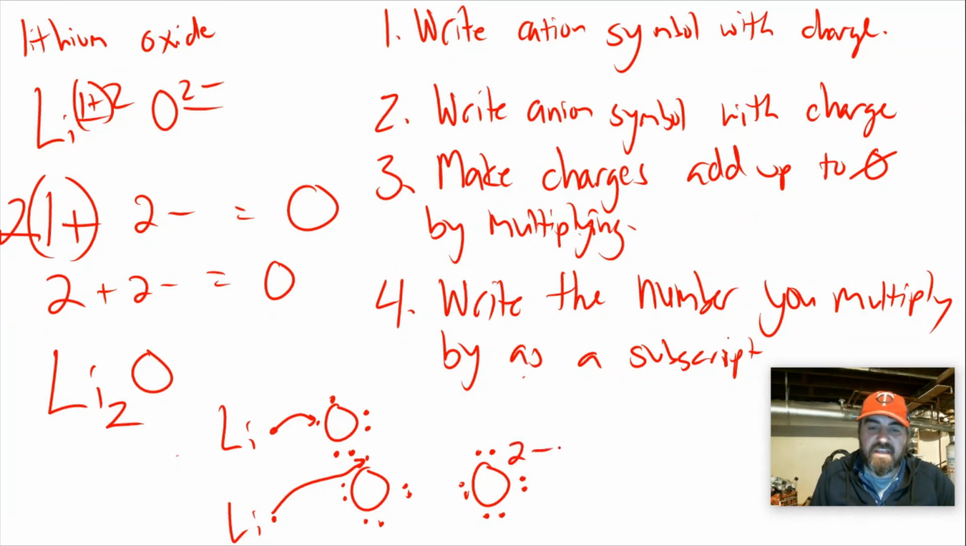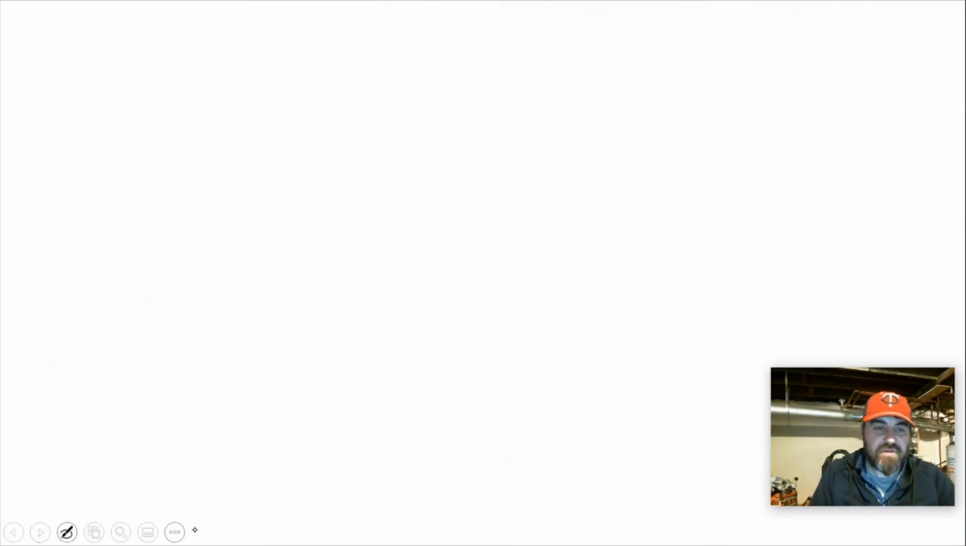And now it is a -2 because you gave it 2 electrons. Each of these lithiums is a +1. So we have Li2 because there are 2 lithiums, O because there's 1 oxygen. Let's do some practice.